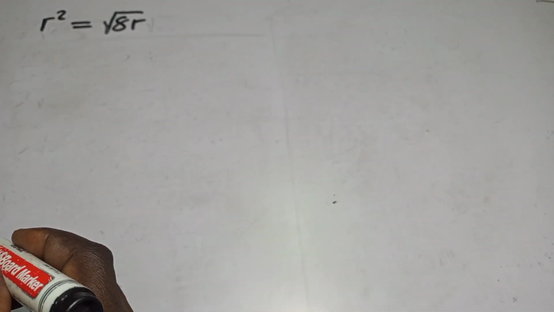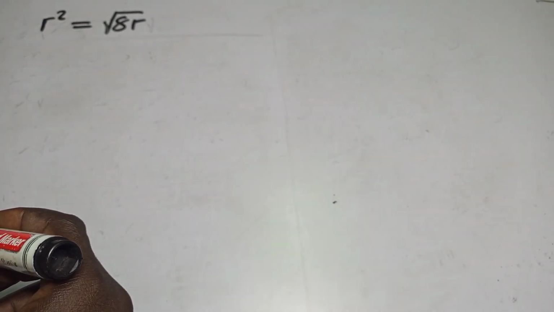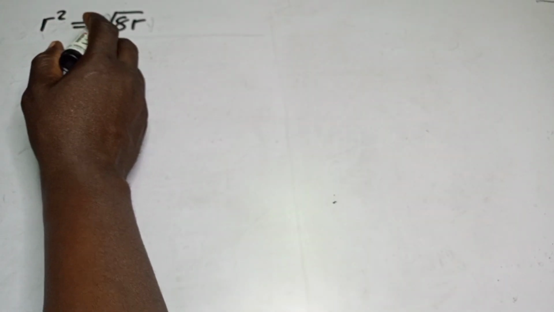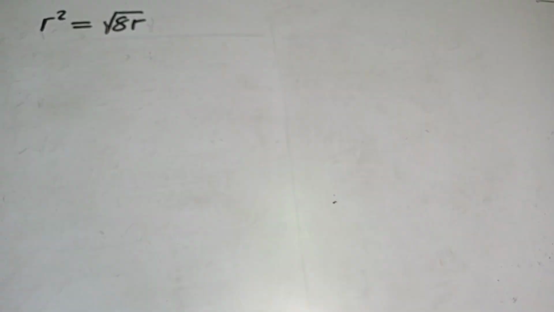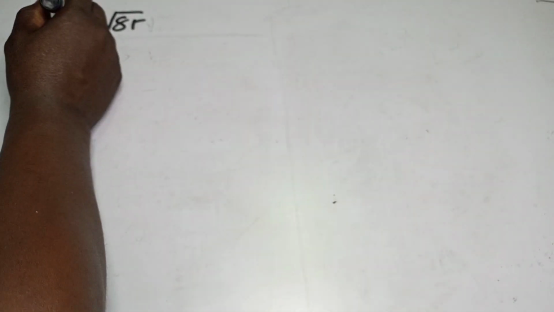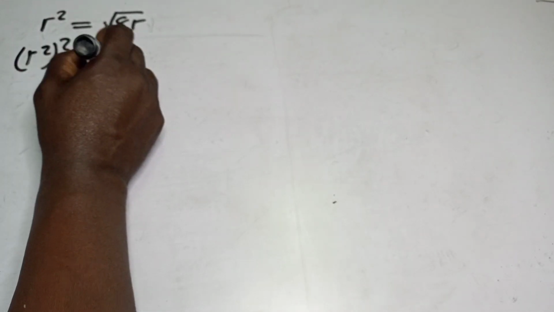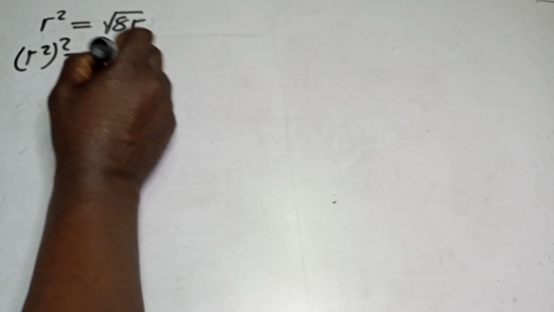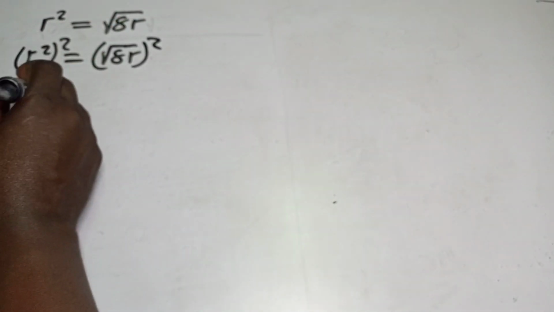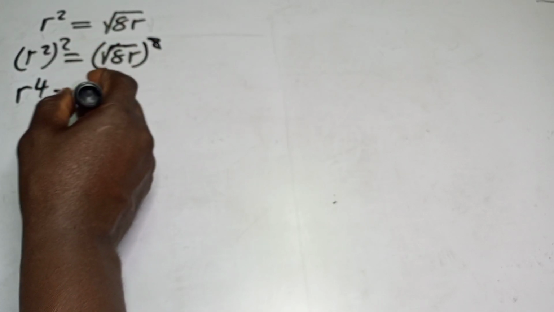We want to solve for all the values of r in the set of real numbers and in the set of complex numbers. The first thing to do is to remove this radical sign here. So to do that, we have to square both sides. Okay, so we have r squared is equal to root 8r squared. So we see that this becomes r to the power 4. This square will cancel that radical sign.